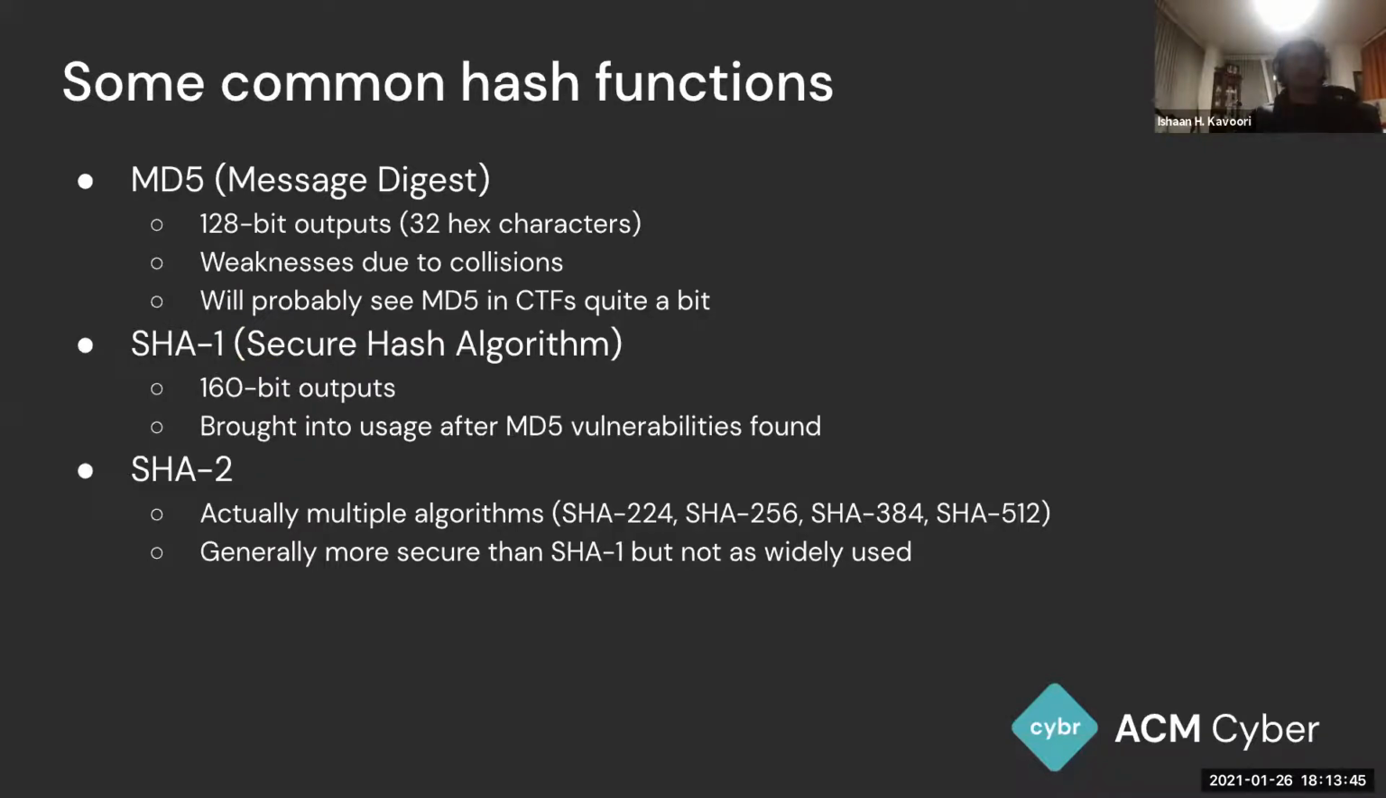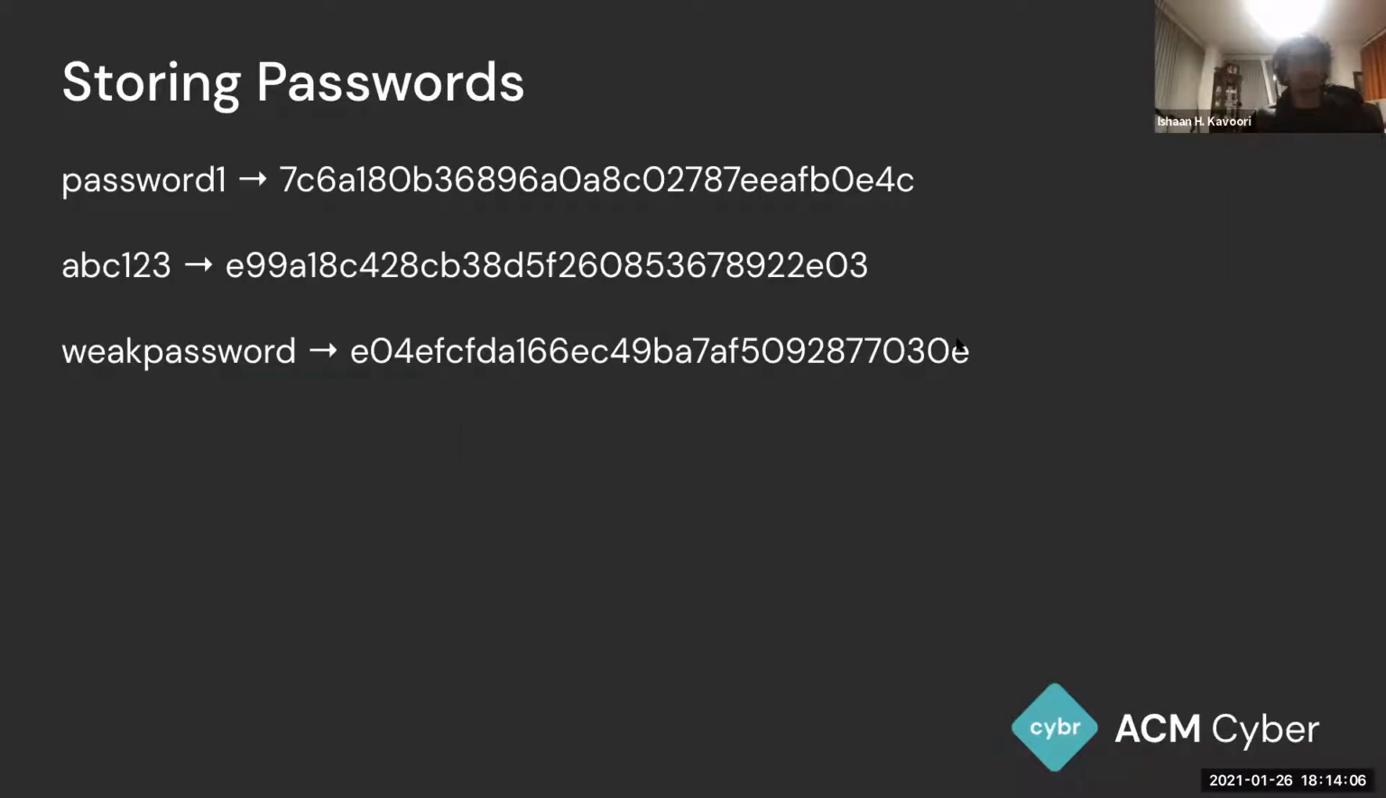And here are some common hash functions. An MD5 hash is probably what you'll see in a lot of CTF challenges if you do CTFs. They generate 128-bit outputs, or 32 hexadecimal characters. In fact, if you go back, these are MD5 hashes. If you count the number of characters, that's 30. It should be 32.